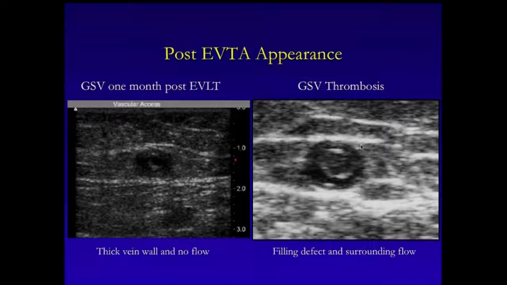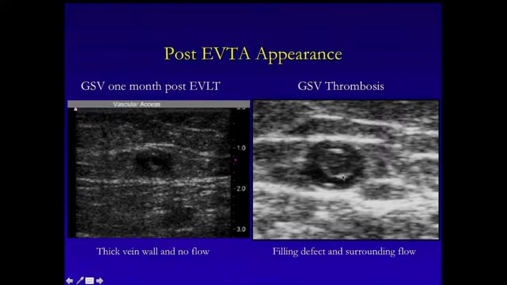So what do we look for in follow-up for these patients? I think this is important for you guys to kind of recognize. So after ablation at 1 month, we see a very thick-walled vein and a very small hypoechoic lumen. The smaller the better, that doesn't compress, that has no flow. This very thick-walled vein is an inflamed vein. I'd like to just sort of show you in contrast.